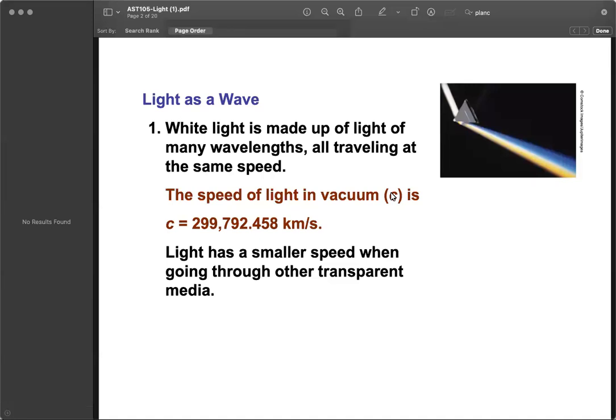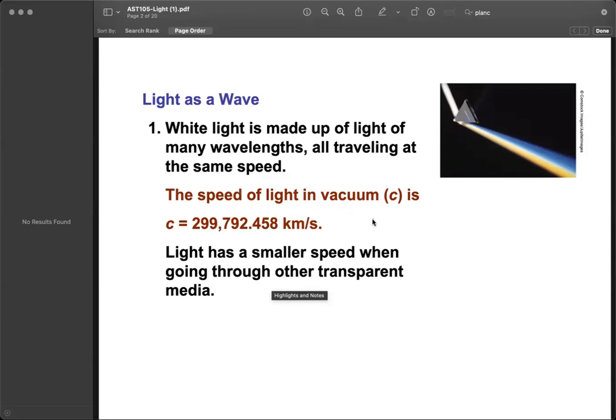The speed of light is 299,792 kilometers per second. This is the speed in vacuum. When it goes through plastic, water, or glass, it has a different speed. This speed in vacuum is mostly important for us because we are going to be talking about astronomy, and there's so much empty space, vacuum, and light travels through that. So that's the most important thing.